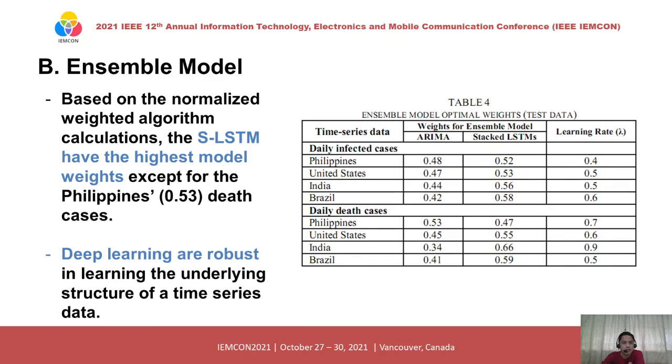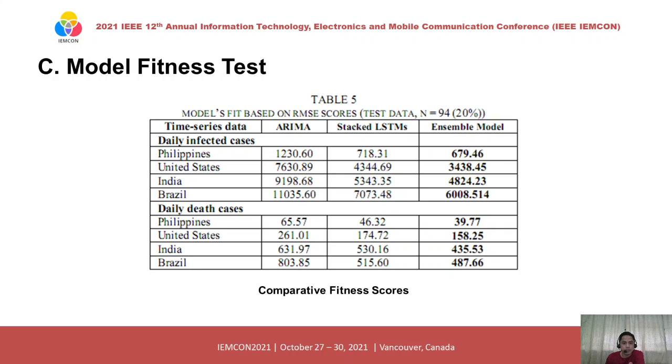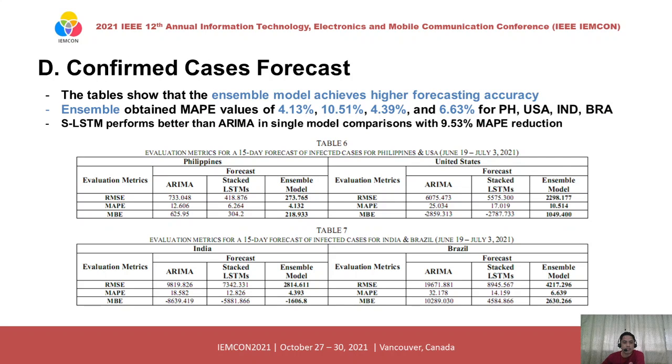For the ensemble model, these are the results of our optimal weights based on the weighted algorithm when combining the models. Except for the Philippines dataset, stacked LSTM mostly dominated the optimal weights, as you can see on the table. Deep learning is robust in learning the underlying structure of time series data. For the model fitness, these are the graphs. Here are the results of comparative fitness. As you can see, stacked LSTM is a good fit, but we cannot discount ARIMA, because ARIMA is good in seasonality modeling.